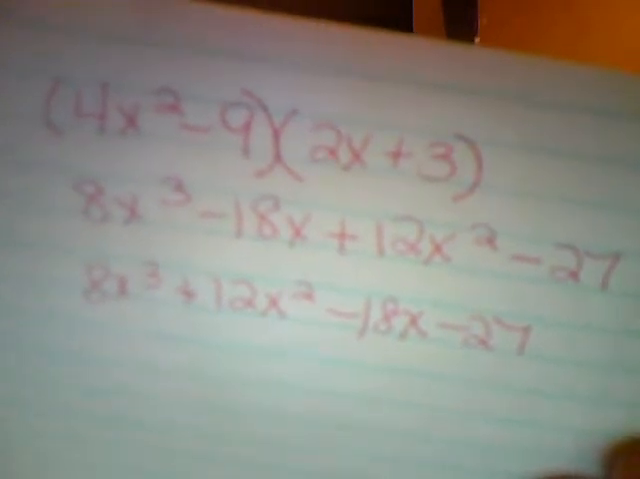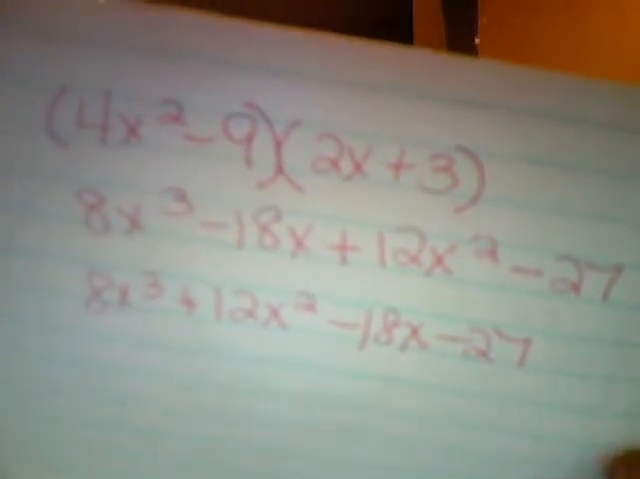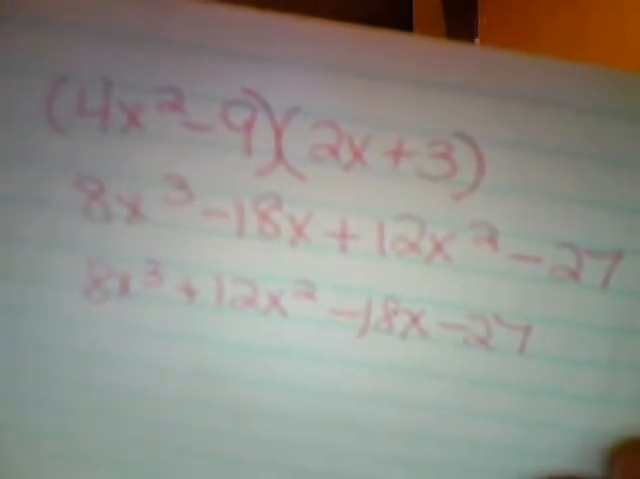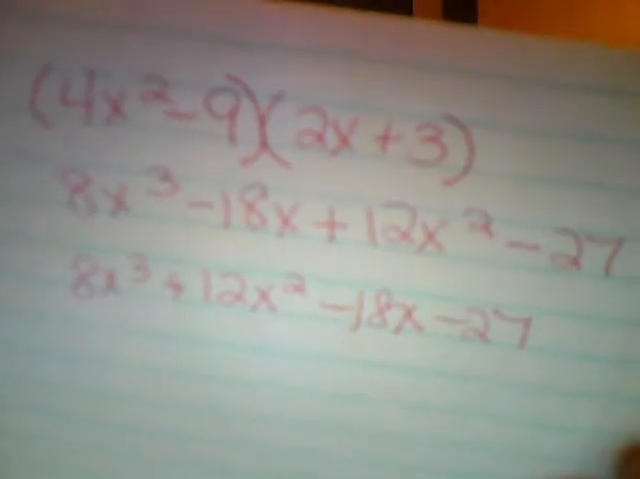Then you don't have any terms to combine, because there's nothing alike, but you do need to put it in standard form, which has descending power values. So 8x cubed plus 12x squared minus 18x minus 27. That's your combined function. Then you need to put the number 5 in place of all the x places.